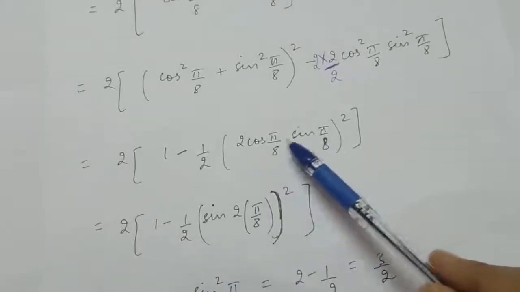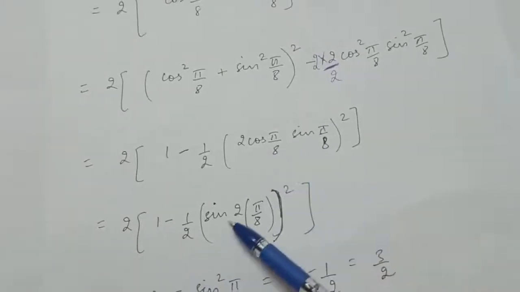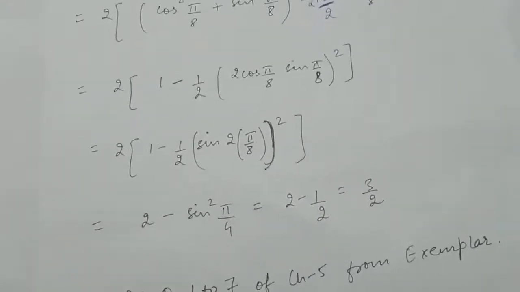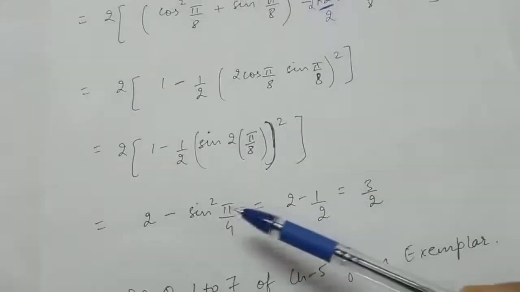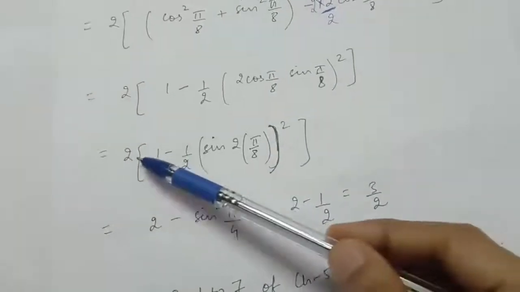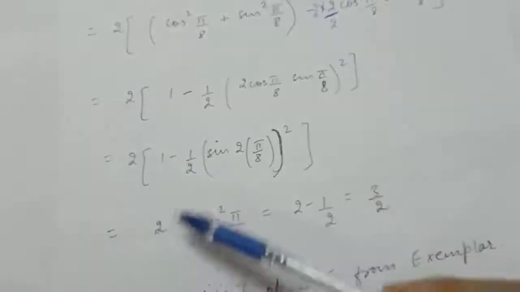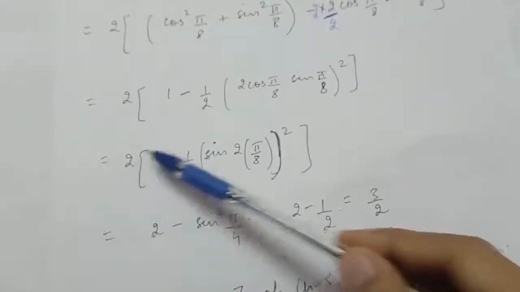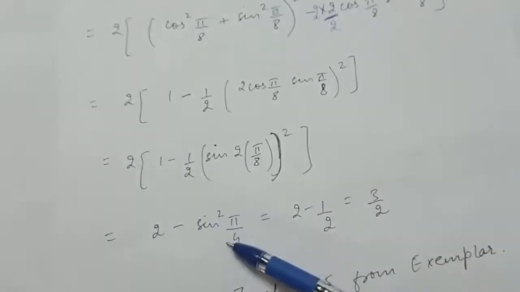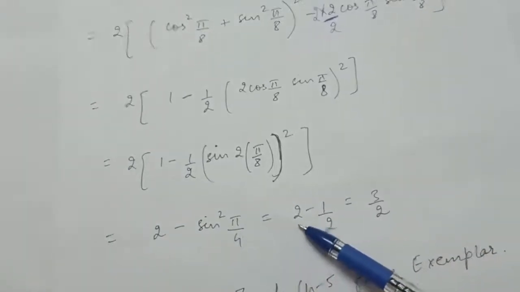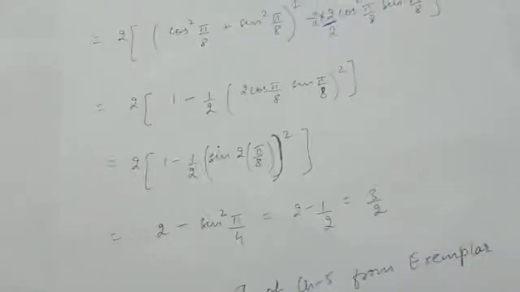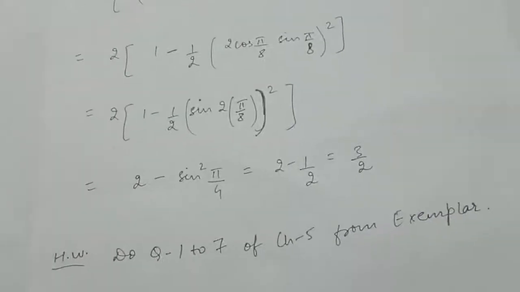Now this is 2 sin a into cos a, which is sin 2a. So this will be sin 2 into pi by 8, which is sin pi by 4 whole square, right? And when you will multiply 2 with this one, you will get 2. And when you will multiply 2 with this complete term, this 2 will get cancelled with this 2. So you will get this. Now sin pi by 4 is 1 by root 2. So sin square pi by 4 will be 1 by 2. So you will get the answer as 3 by 2.